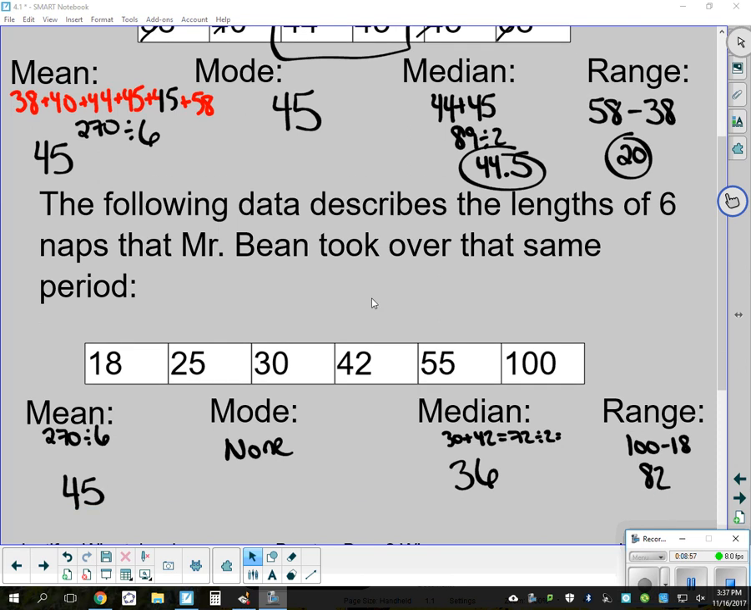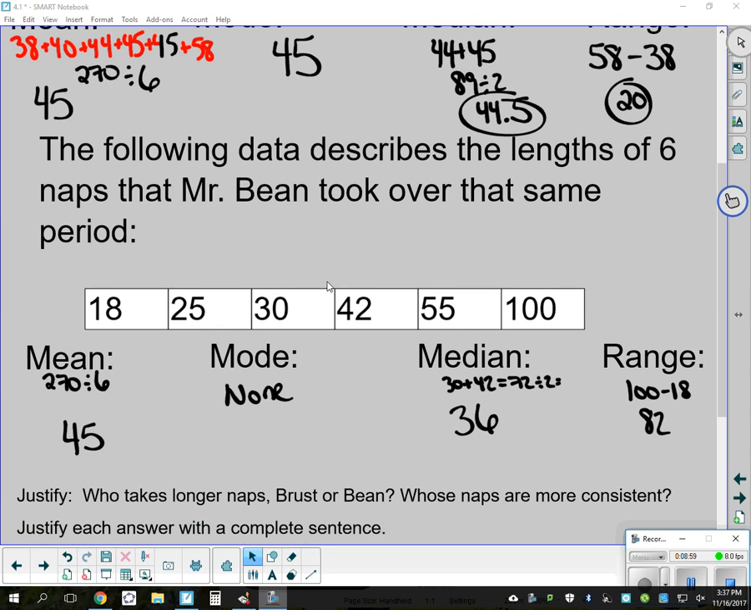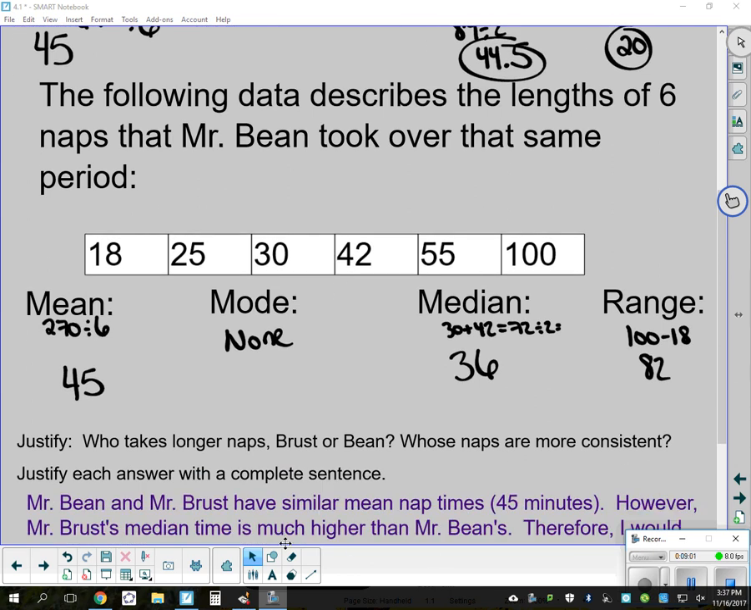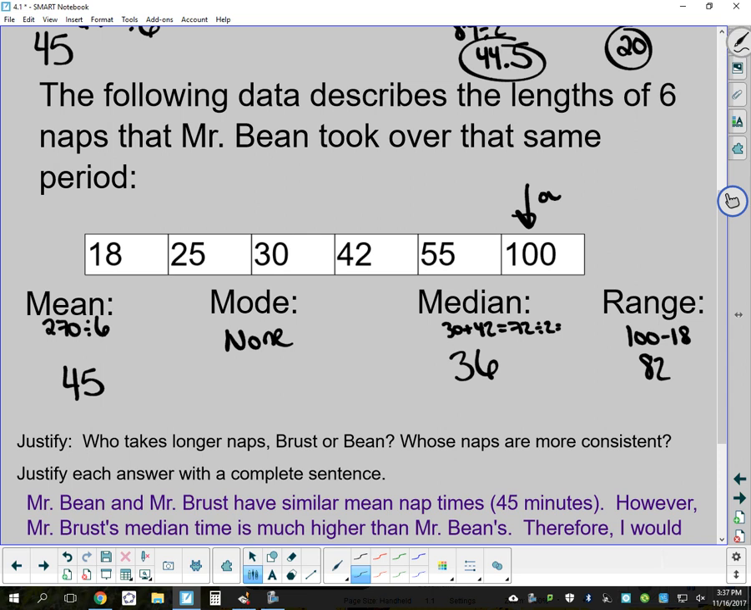Okay? So the big issue with Mr. Bean's data is this one number right here. That number, we could call that an outlier. It doesn't fit in with the rest of the data. Okay? It's almost double the next largest value. Okay? So what we want to figure out is something called standard deviation.